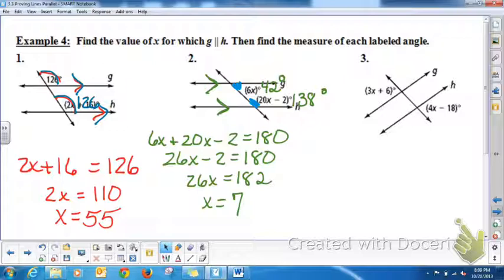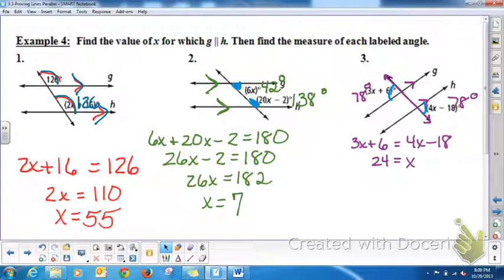Let's try the final one. If line G were parallel to line H, then that must mean that these angles are what to each other? They're on the outside, on the opposite side of the transversal. So these are alternate exterior angles. If the alternate exterior angles were congruent, then line G would be parallel to line H. So pause the video, solve for x, substitute it in, and see if you get congruent angles.